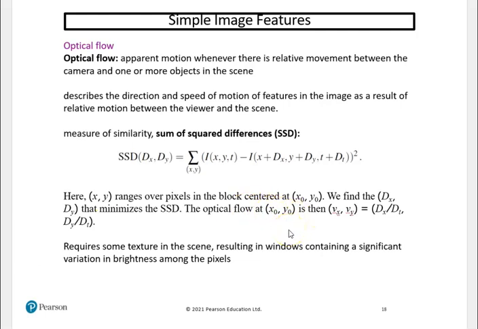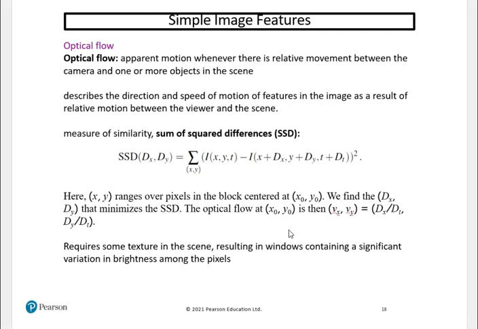The next thing we want to detect is what's called optical flow. Optical flow is defined as apparent motion whenever there is a relative movement between the camera and one or more objects in the scene. It describes the direction and speed of motion of features in the image as a result of relative motion between the viewer and the scene.